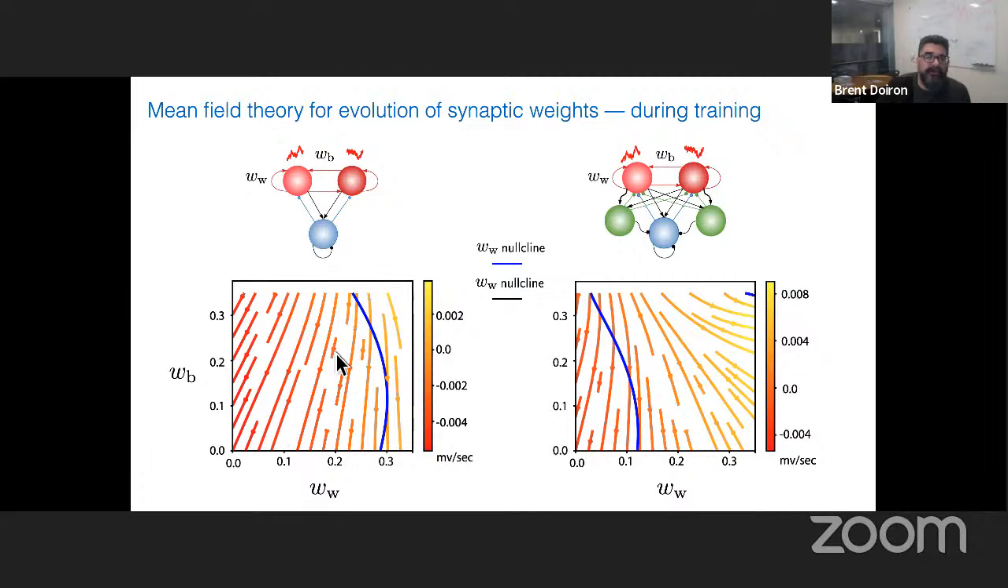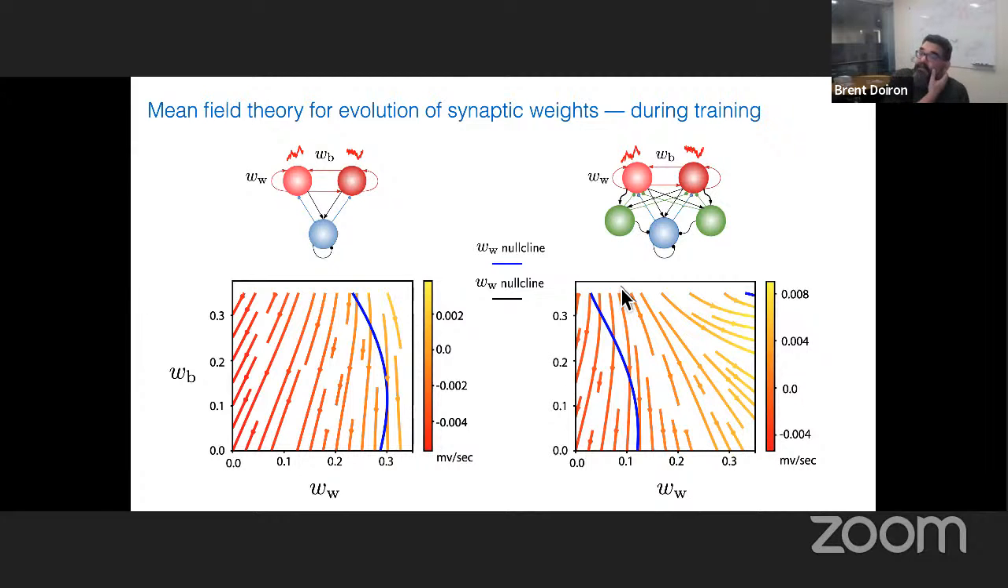And in this network, there's a large real estate in this particular parameter regime where we get overall depression. In this network, on the other hand, there's a larger real estate where we get overall potentiation of the within assembly connection and a depression of the between assembly connection. That's exactly what we want, but this is during training. The training is enforcing this to be the case because I'm giving lots of correlations to neurons within the same assembly, and I'm not giving any correlations to neurons between assemblies. So I'm enforcing this structure to start with.